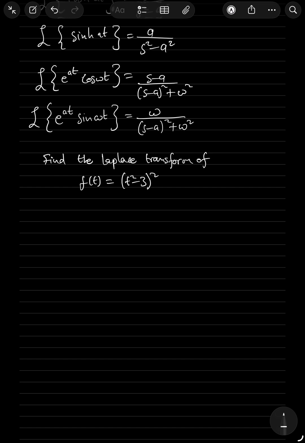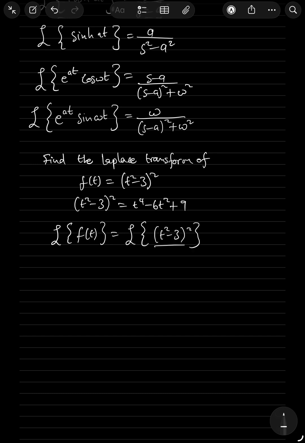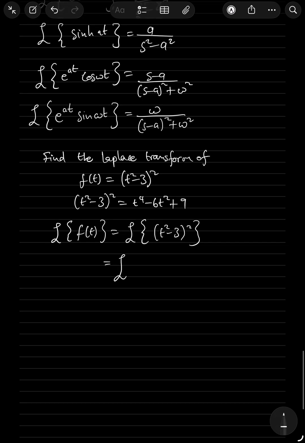So how can you find the Laplace transform of this? First of all, t squared minus 3 squared, you can expand to t to the power 4 minus 6t squared plus 9, isn't it? And now we want to find the Laplace transform of f of t, which is equal to the Laplace transform of t squared minus 3 squared. We have expanded this, so this is the same thing as the Laplace transform of t to the power 4 minus 6t squared plus 9, right?